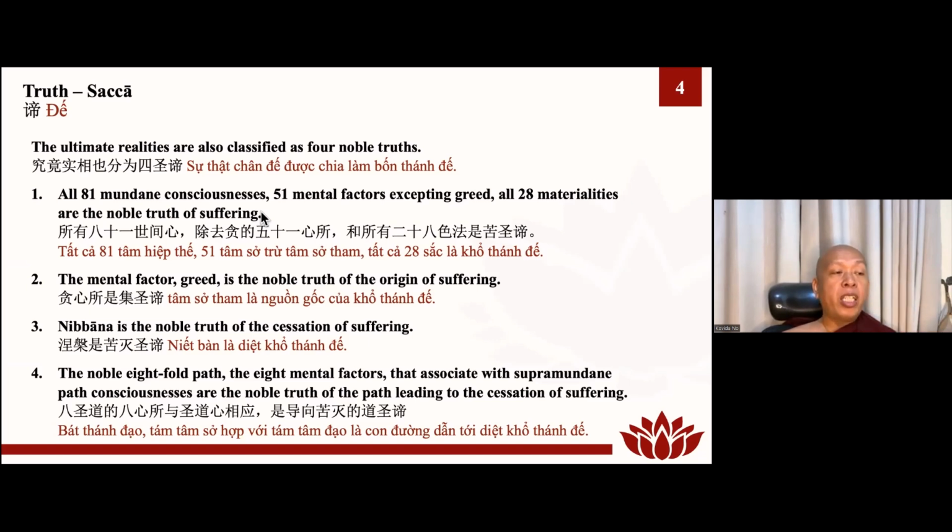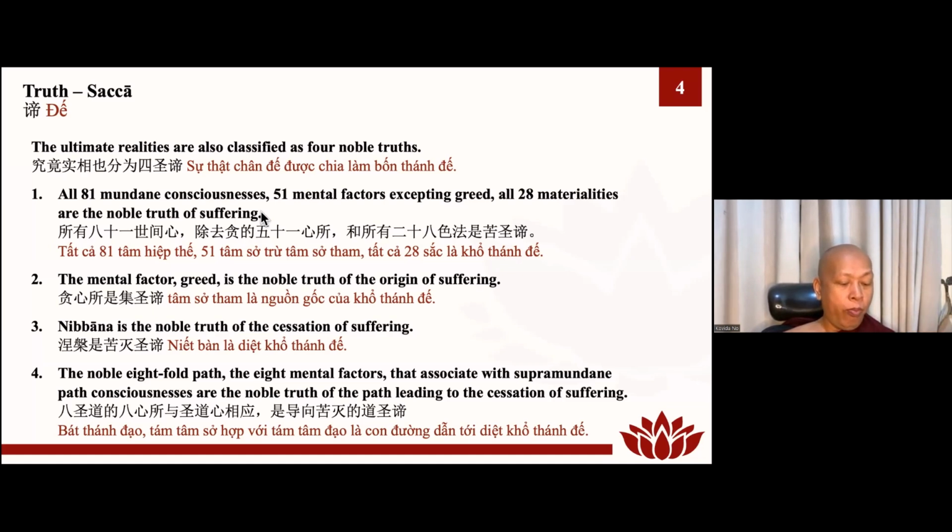Then the third one is Nibbana. It's the third noble truth, the cessation of suffering. So Nibbana is not the object of vipassana. We cannot take Nibbana as an object. We cannot contemplate it as any characteristic. Then the fourth: we know the eightfold path, and the eight mental factors that associate with supramundane path consciousnesses are the fourth noble truth, the path leading to the cessation of suffering.